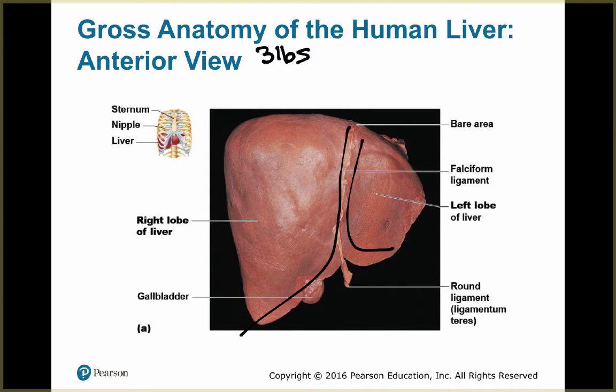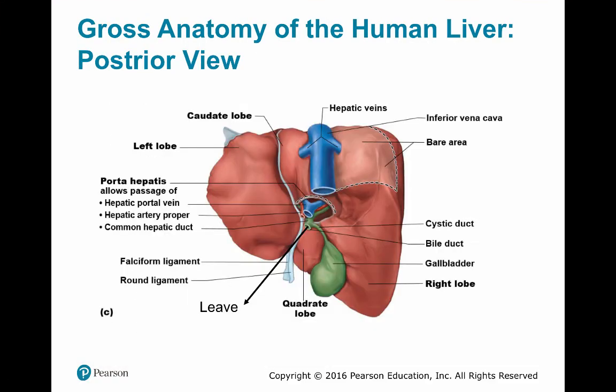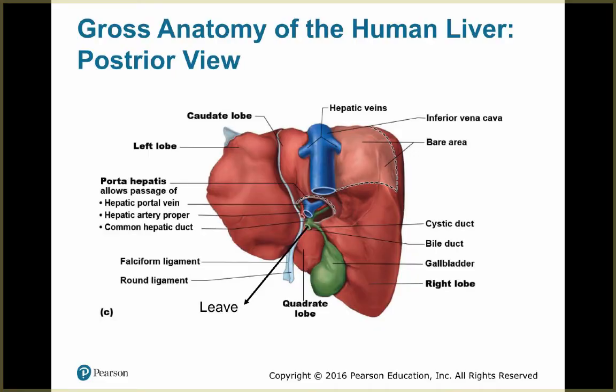Now, if we're looking for the other lobes, you're going to have to flip around it, and you'll see here the left lobe. Again, this is the right lobe over here, and on the bottom towards the back, you can see this part right here, which is the caudate lobe. And then the lobe between this falciform ligament and the gallbladder at the bottom is the quadrate lobe, right?